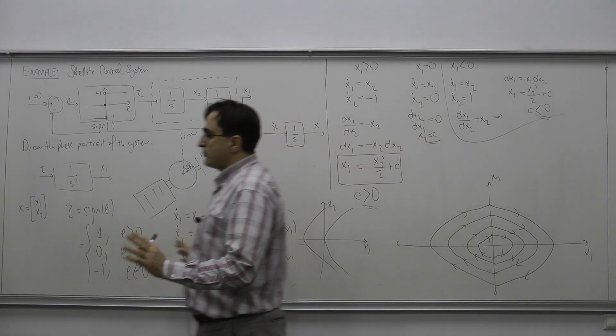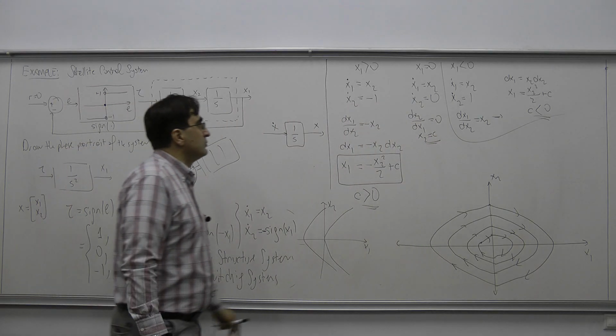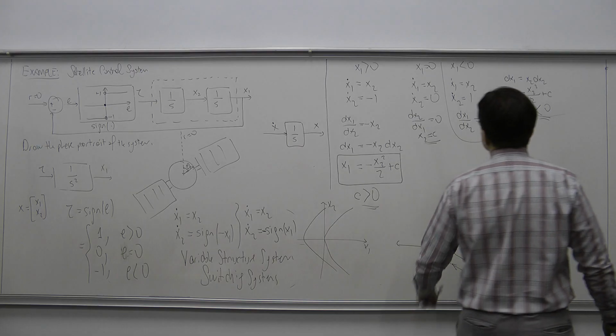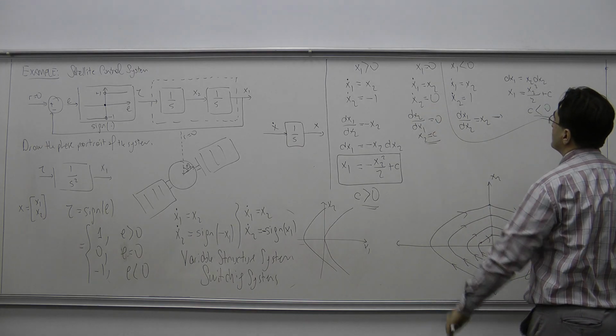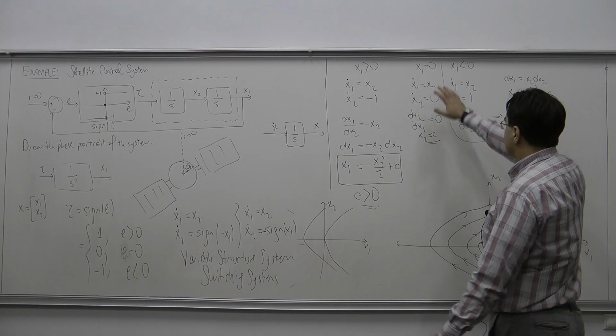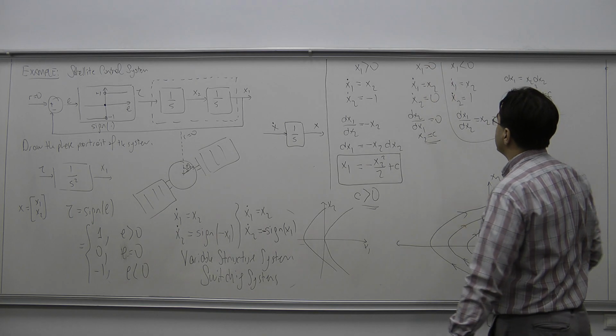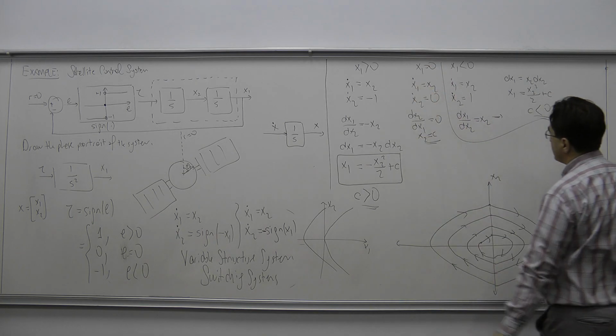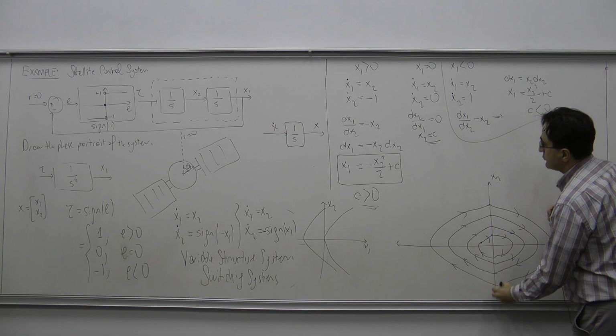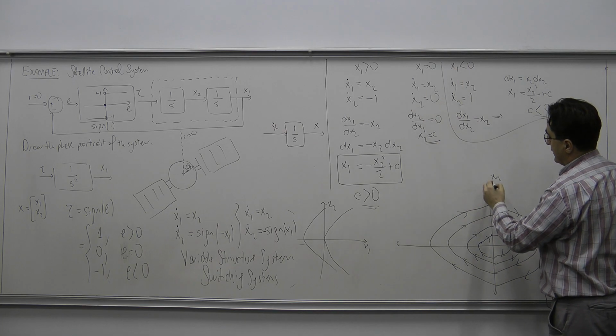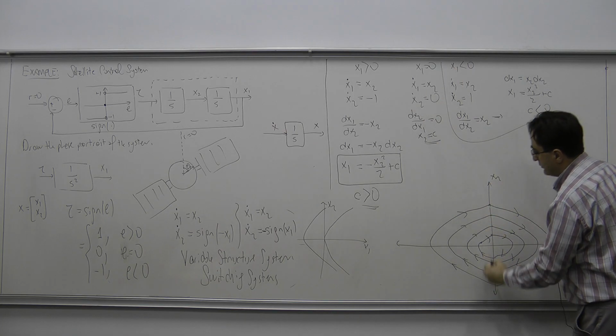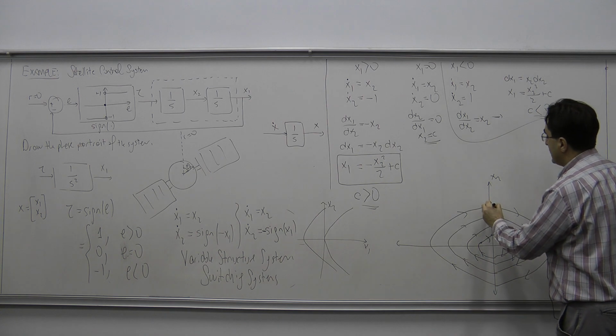Then what about this third case? x2 dot is equal to 0. So this dynamics is only valid when x1 is equal to 0, okay? So this third dynamics here is only valid on this line, okay?